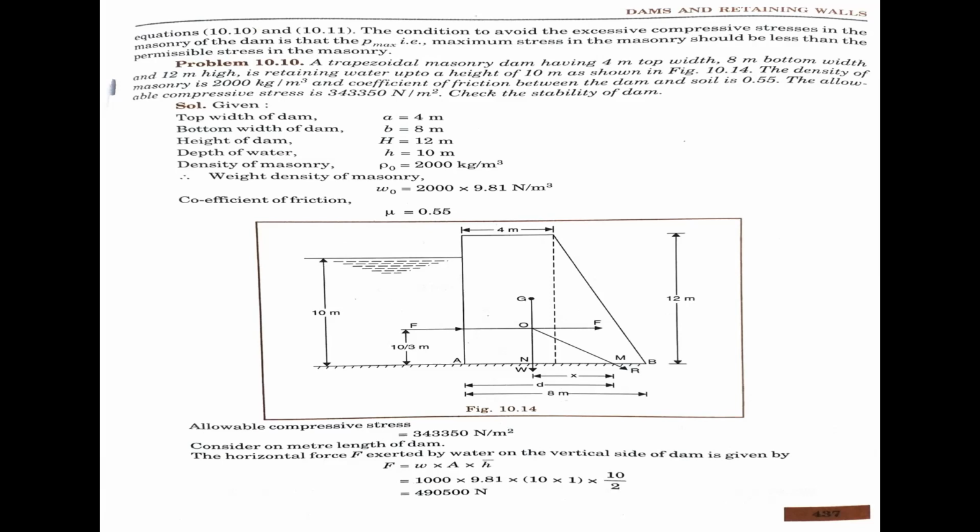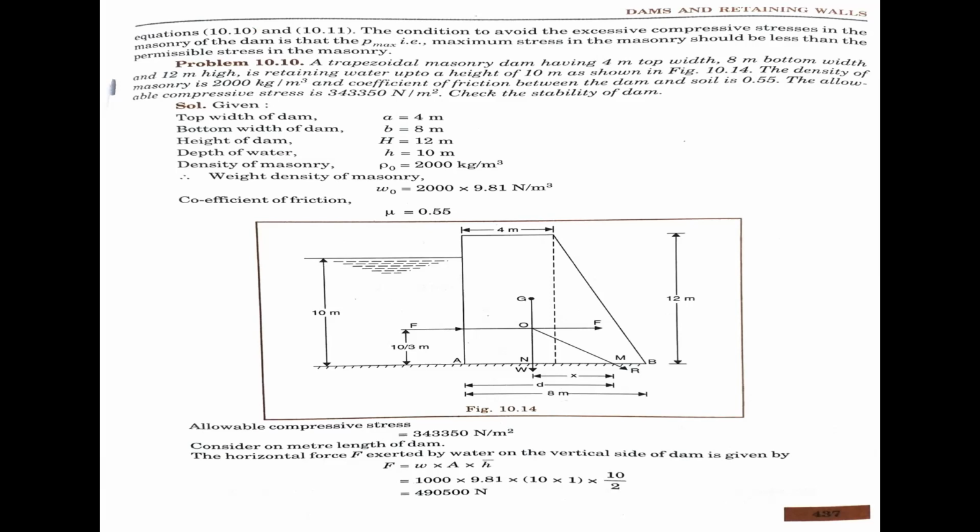Now, these are the four conditions for the stability of the dam to prevent failures. The four types of failure of a dam are overturning, sliding, tension stresses, and compressive stresses. We have to prevent these four types of failure to keep the dam stable. By satisfying these four conditions, the dam will be stable.